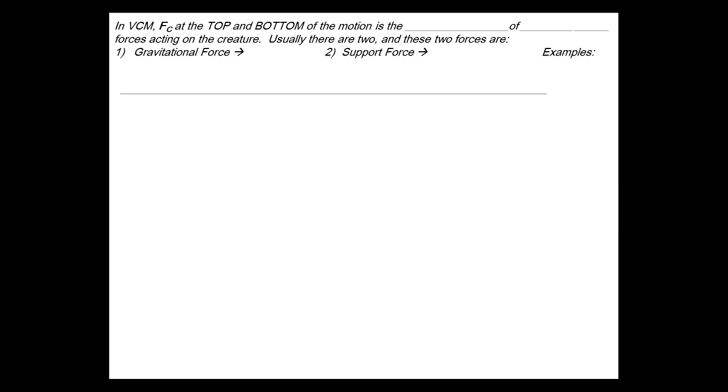When we consider all the forces on an object in vertical circular motion, at the top and bottom of that motion, we find that the centripetal force is the vector sum of all real forces acting on the creature. And there are usually two: gravity, which is mg, and the support force. That force that's supporting the object. More commentary on that subsequently.